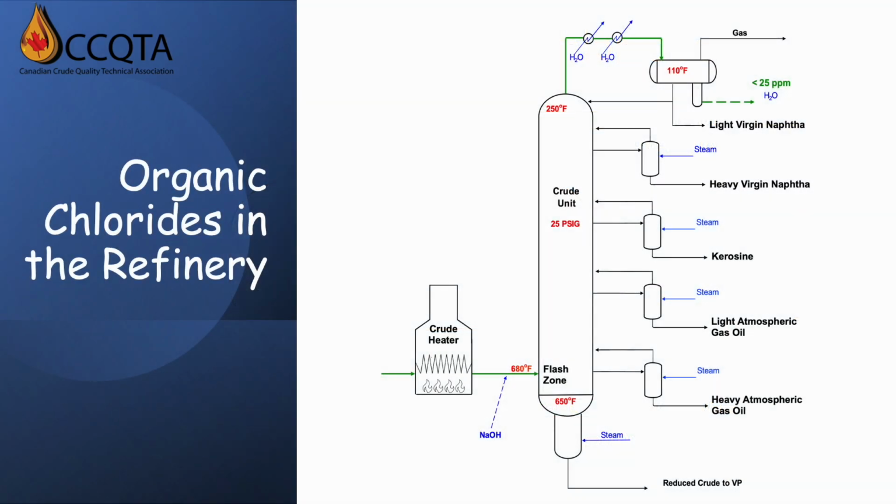Organic chlorides will travel through the desalter and the atmospheric crude unit and then accumulate in the crude overhead naphtha. The light virgin naphtha containing organic chlorides then moves to the naphtha hydrofiner. The naphtha hydrofiner or hydrotreater is a catalyzed reactor unit with hydrogen addition used to remove both sulfur and nitrogen prior to using the naphtha as reformer feed.